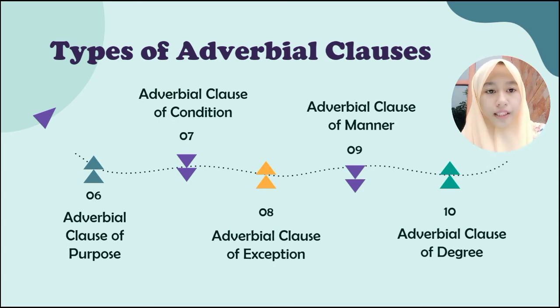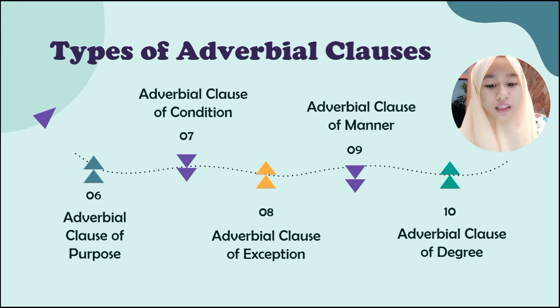The next is adverbial clause of exception. The conjunction for this adverbial clause of exception is except that. Example: excepting that it rains, we will go out tonight. The next is adverbial clause of manner. Conjunctions for adverbial clause of manner are as if and as though. Example: she walks as if she were a boss.